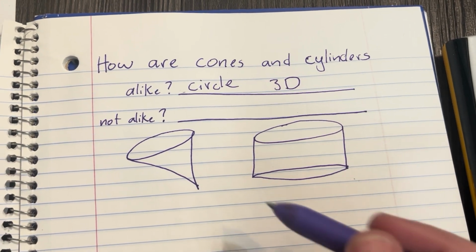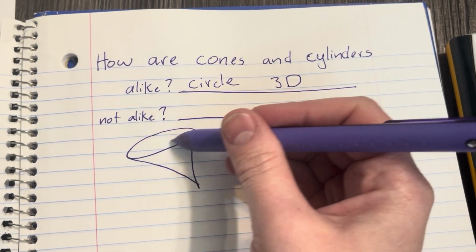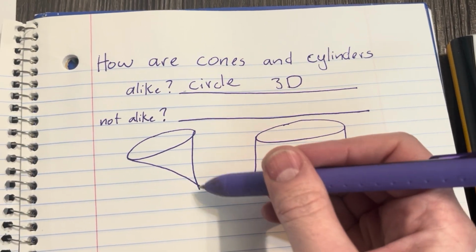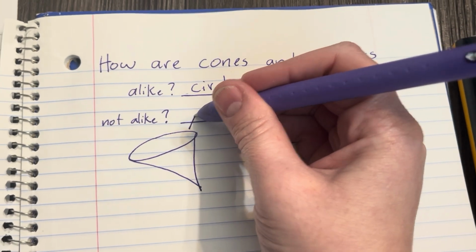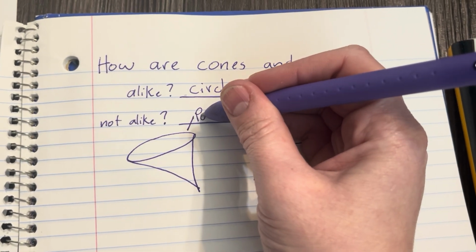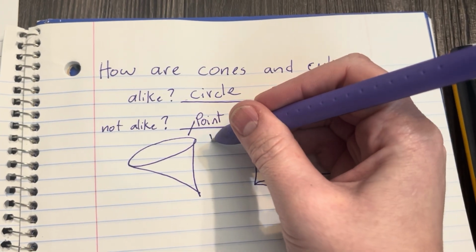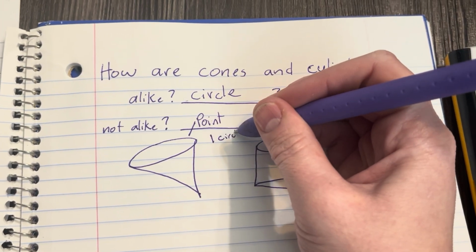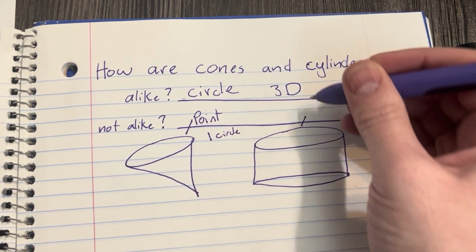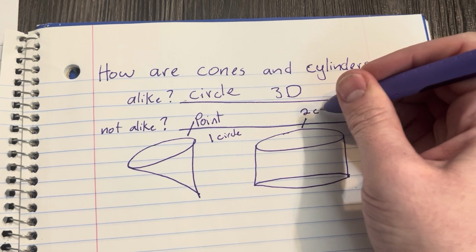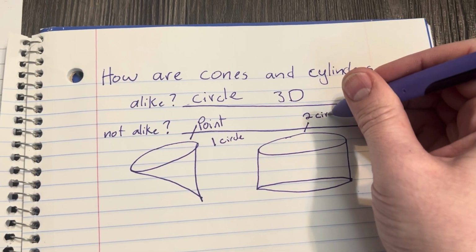Now, obviously, they're not exactly alike because a cone has only one circle part and the other part comes down to a point. Okay, so we've got the cone comes down to a point with only one circle, whereas the cylinder had two circles on the bases, the top and the bottom.